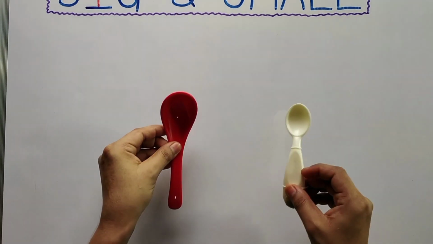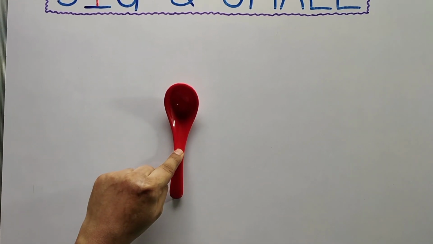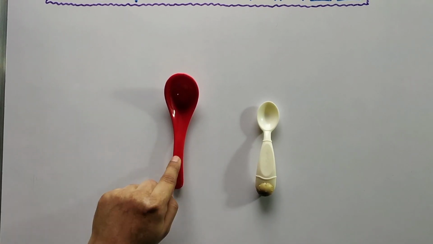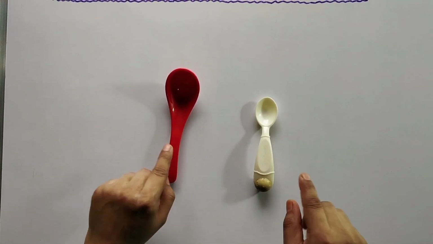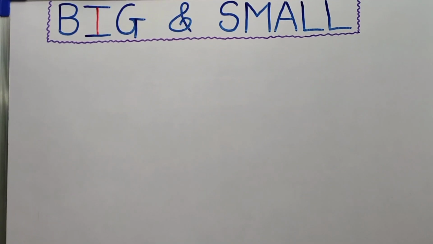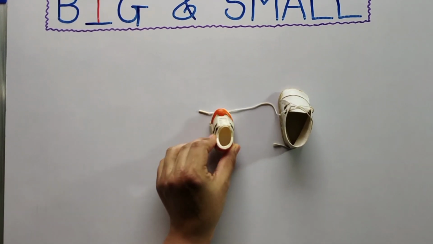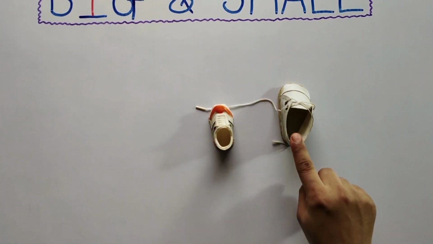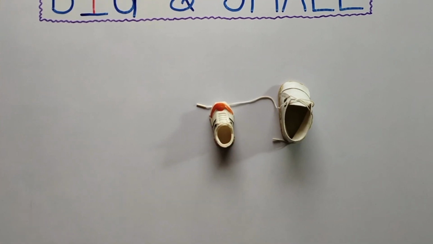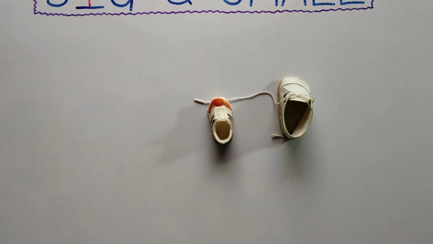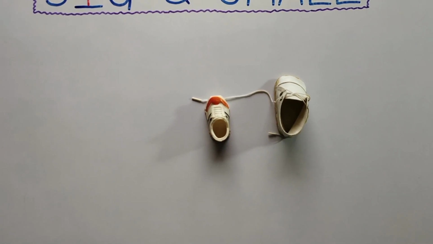You can also compare spoons. A big spoon. A small spoon. So big, small. Kids love wearing shoes, right? Like a big shoe. This is a small shoe. So big, small. Okay? You can compare many more objects from their day-to-day life.